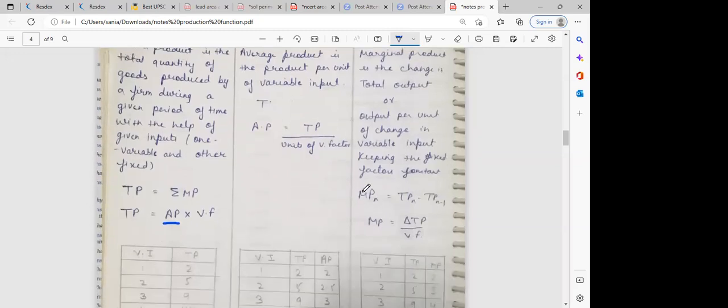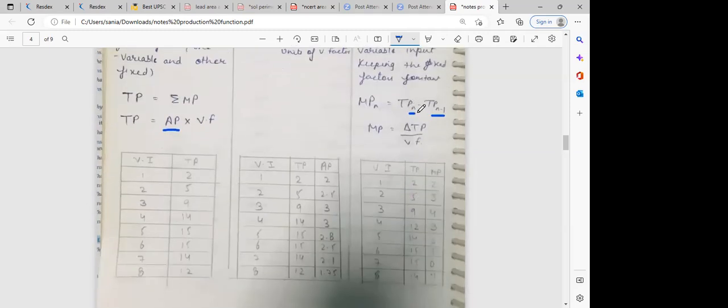There are two formulas. One is TPn minus TPn minus 1. Those who are with me from the first day know what n and n minus 1 are. I'll explain. For example, TPn is the TP of the sixth unit. And n minus 1 will be 6 minus 1, the fifth unit. So usually what we do is subtract the previous unit from the next one. So TP6 minus TP5. Clear?